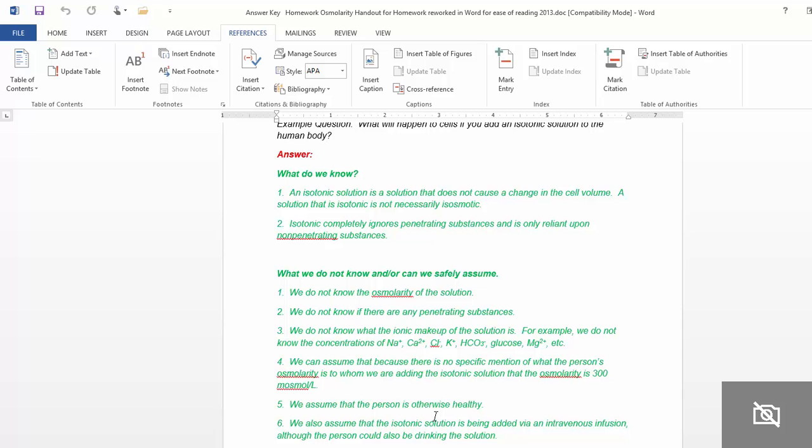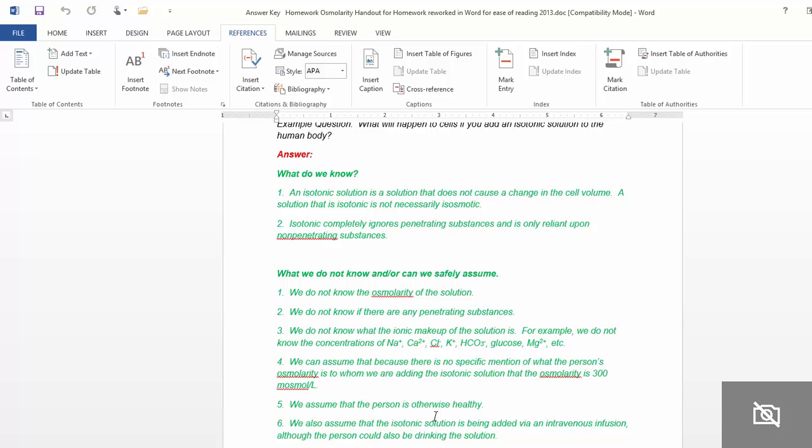Okay? We do not know if there are any penetrating substances. It doesn't tell us. We just don't know. We do not know what the ionic makeup of the solution is. We have no idea what's in here. We just said it's an isotonic substance. No idea what it is.